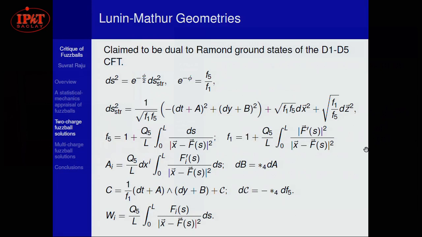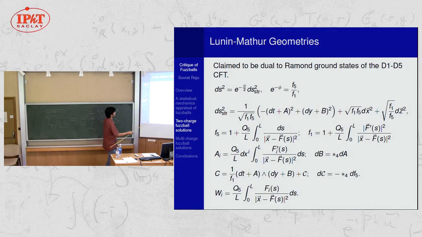These are the solutions which all of you know much better than I do. There's a metric, and the metric is controlled by some profile function which is given by this f of s. These solutions are claimed to be dual to the Ramond ground states of the D1-D5 CFT. There's the metric in the string frame, there's some dilaton. The metric is supported by some fluxes, and the fluxes are controlled by these forms.